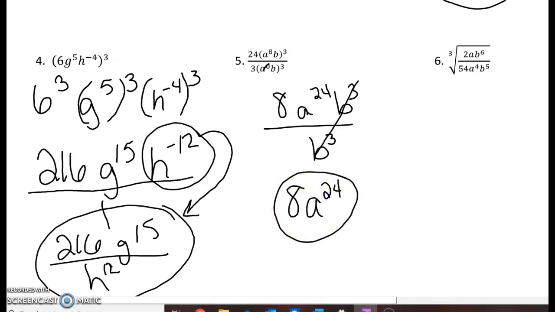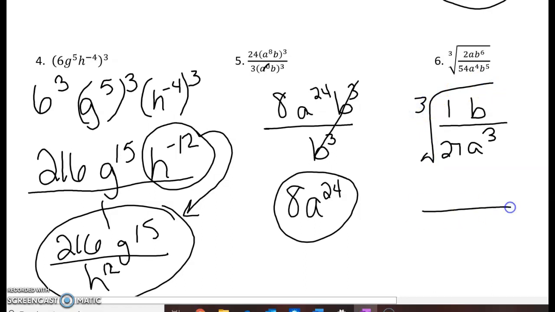We're going to simplify our fraction first and see what we need to do. So 2 and 54 gives me 27. So I got a 1 and a 27 on the bottom. A over a to the 4th, I have 3 more on the bottom, so it's a cubed. B to the 6th over b to the 5th, I have 1 more on top. And this is still the cube root. So I'm going to do the cube root of each one. The cube root of 27 is 3. The cube root of a cubed is a. And then I just have the cube root of b on top.